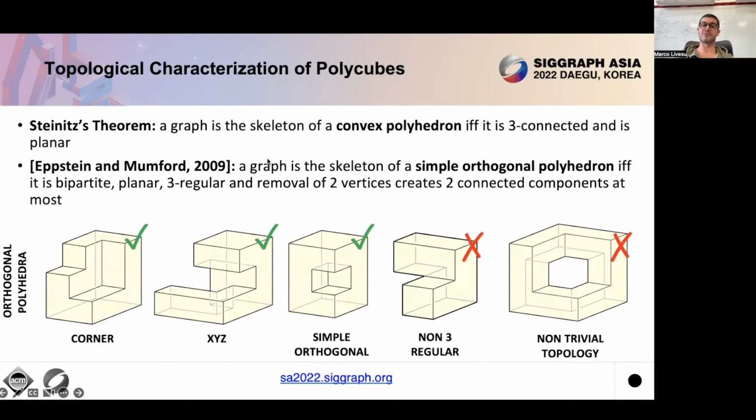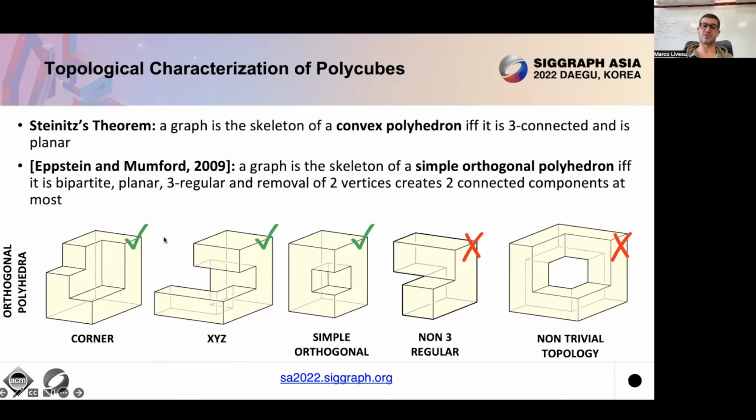And these more recent results say that the graph is the skeleton of a simple orthogonal polyhedron if and only if the graph is bipartite, planar, irregular, and the removal of 2 vertices creates 2 connected components at most. So this is a much more complex definition to address algorithmically, but at least it is a characterization of some part of the polycube structures that we are interested in for hexahedral mesh generation.